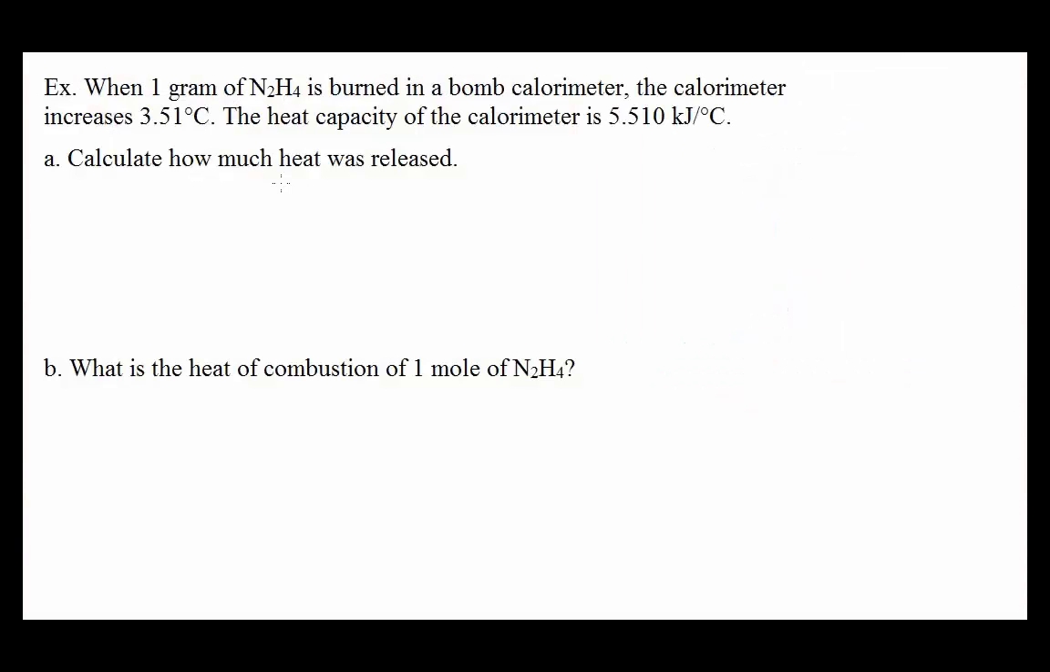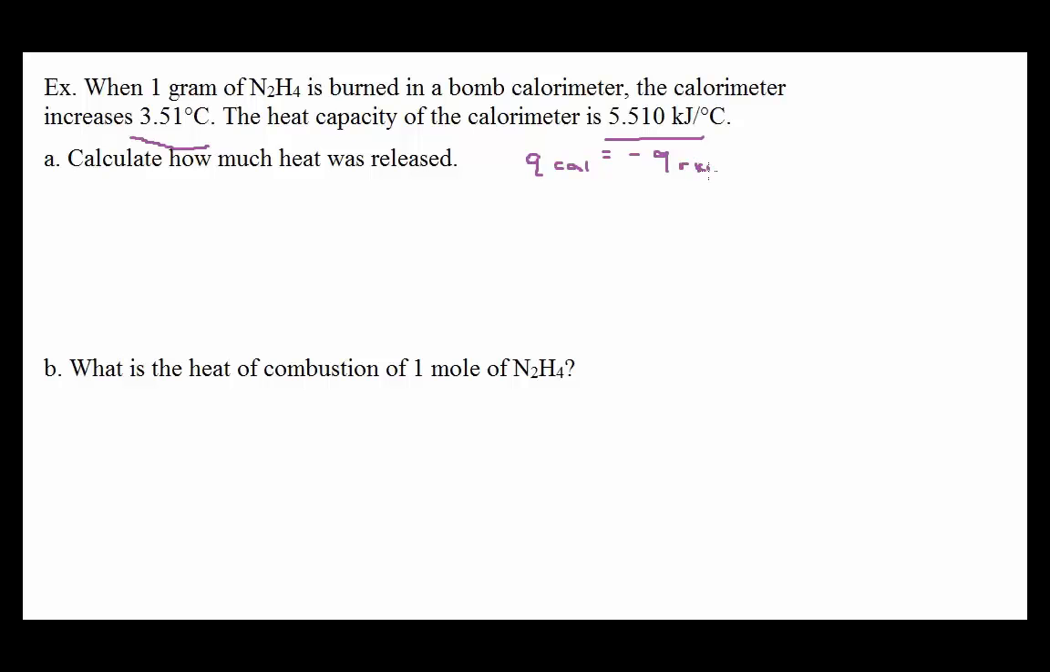Here is an example problem of a bomb calorimeter. In this problem, it tells you that you have 1 gram of N2H4, and the calorimeter is going to increase in temperature by 3.51 degrees Celsius. It also tells you that the heat capacity of the calorimeter is 5.510 kilojoules per degree Celsius. Notice this is not specific heat because it's not per gram. It's not molar heat capacity because it's not per mole. What you need to remember is that the heat that the calorimeter is going to absorb equals the negative heat of the reaction.